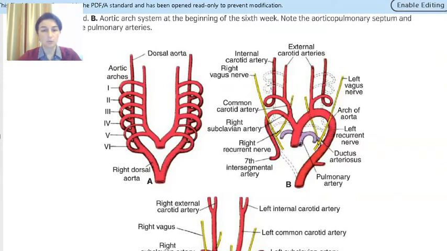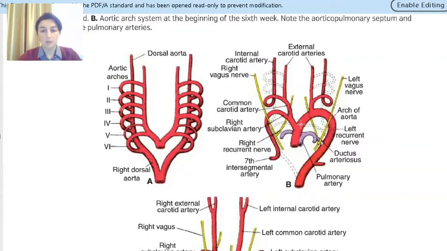The second one also. The third one will persist, and this third one will form the common carotid arteries. The third one will develop into the common carotid artery and into the internal carotid artery. The remainder part of the internal carotid artery will develop from the dorsal aorta, from the right dorsal aorta, the remaining part of the dorsal aorta. And the external carotid arteries will be sprouting from the third arch.